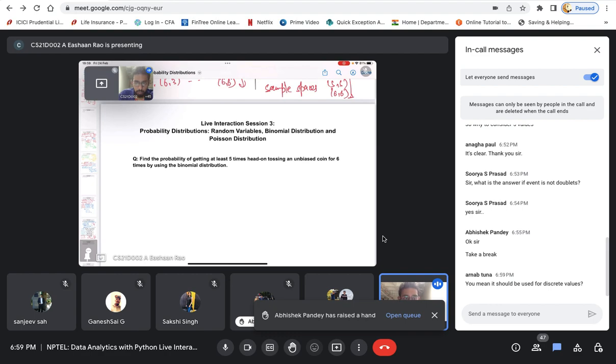It should be used only for discrete values. Binomial and Poisson are basically used for discrete values only, not for continuous. For continuous, you will get uniform distribution, normal distribution, and other kinds of techniques are there for that.